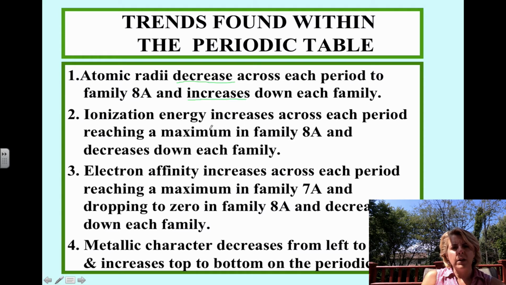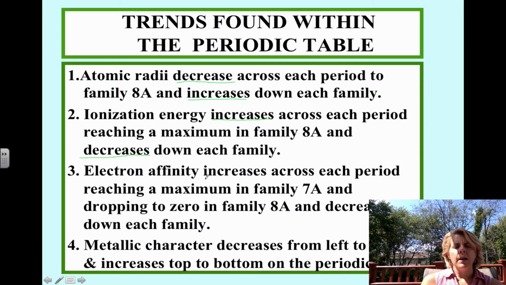For ionization, we have an increase across each row. So as you go from left to right, the ionization energy increases because the electrons are more tightly held when you get to the noble gases. However, notice that when we're talking about ionization energy, the electrons are less tightly held as you go down a family. So the ionization energy, the cost of removing an electron, is smaller as you go down a group.